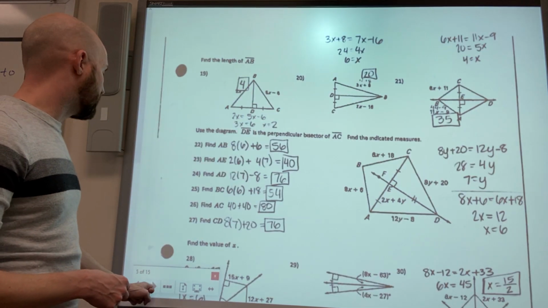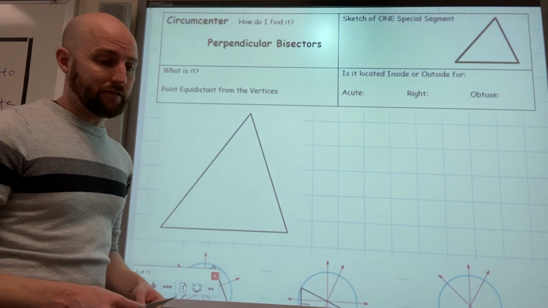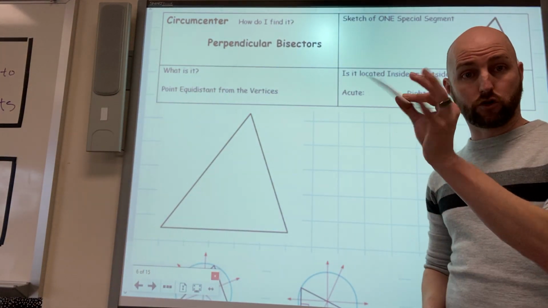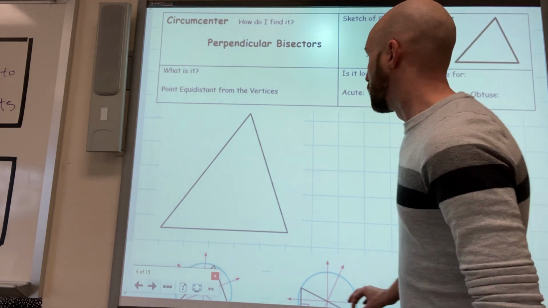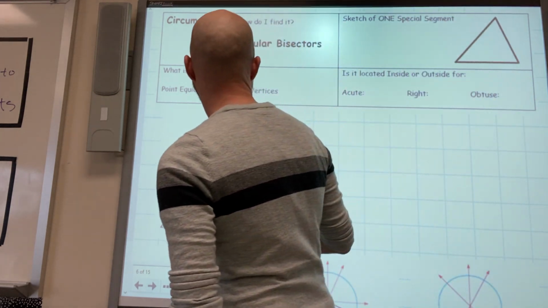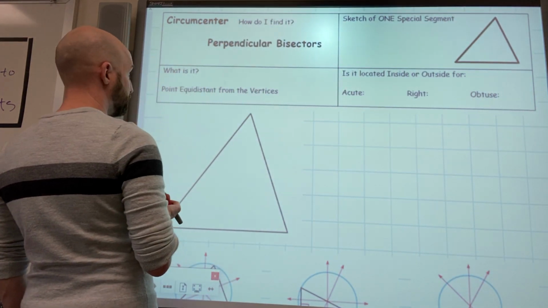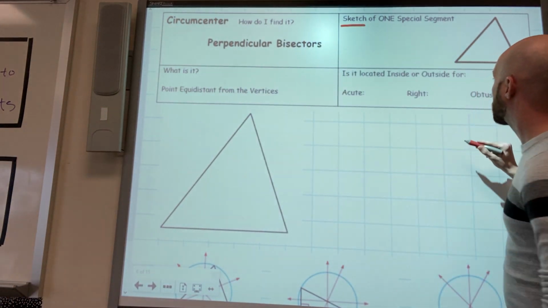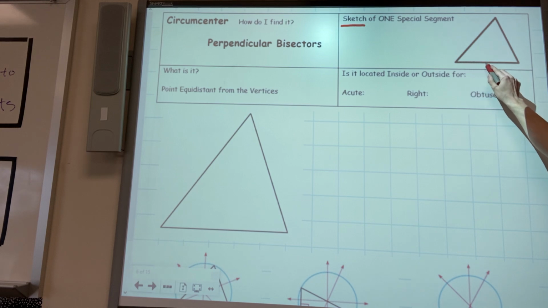All right, so I want to spend our time on this little piece of paper that we got. We're going to talk about the different special segments, and then we're going to literally create them on these little triangles. So the first thing is a perpendicular bisector. To give a quick sketch of what one of these looks like, perpendicular bisector means you're going to cut this in half as best as you can with your eyeball right now, so those 2 things are the same.